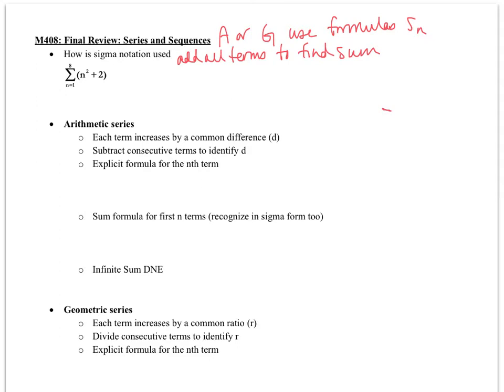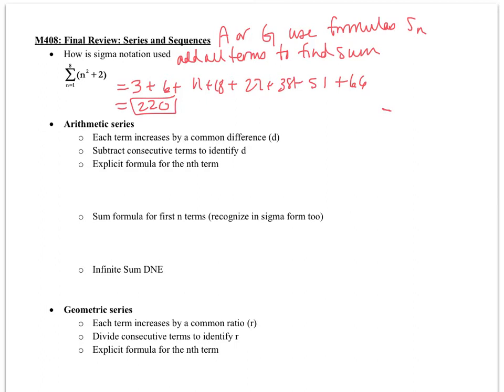So if I were to evaluate this, I would start with n equals 1 and I would plug 1 in, and my first term would be 3. Then when I plug in 2, I would get 6, and then 11, 18, 27, 38, 51, and 66. Sorry, this is so sloppy. And my final sum would be equal to 220. There are no shortcuts to solving this problem because it is not arithmetic or geometric.